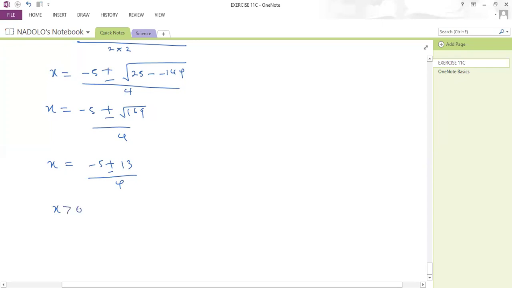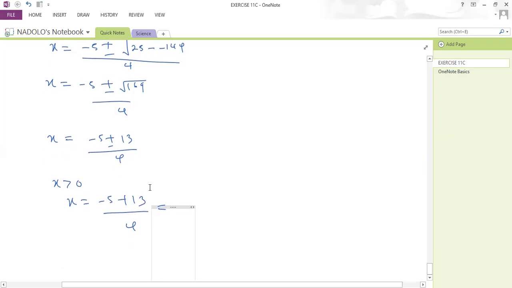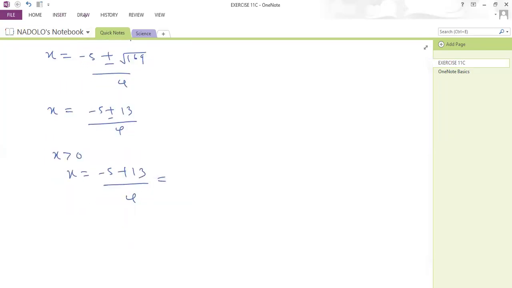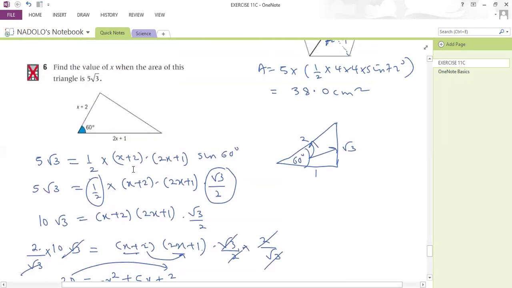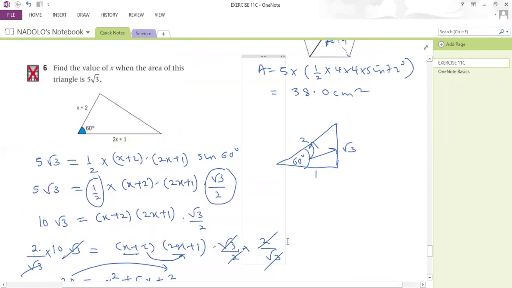So again, since x is greater than 0, we are going to take the positive. Minus 5 plus 13 divided by 4. And this will give us an answer: minus 5 plus 13 is 8, divided by 4 is 2. So the value of x is 2. So if you have that value of x as 2, you have solved what they want.